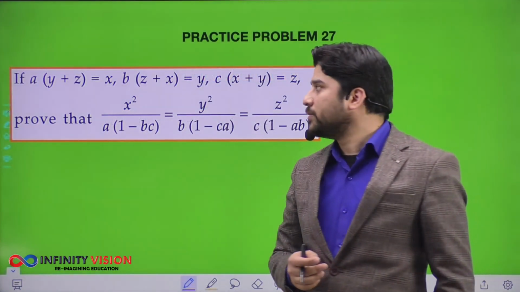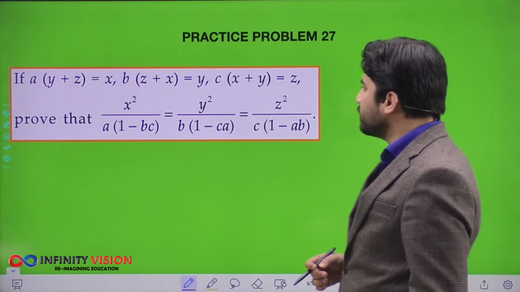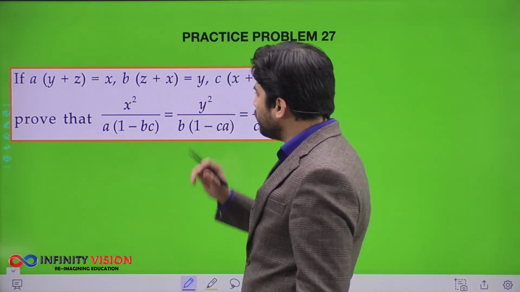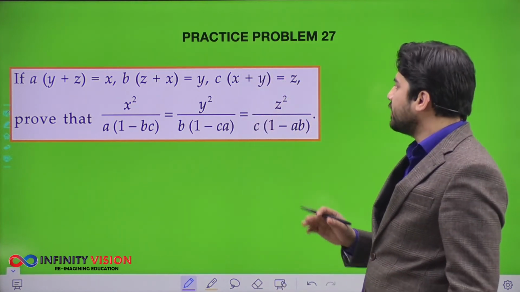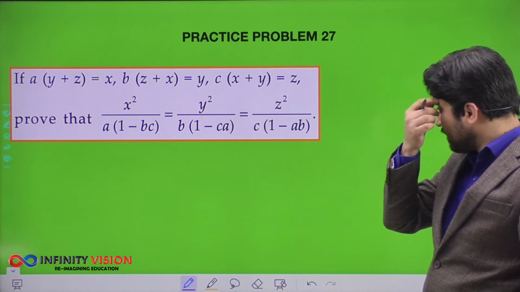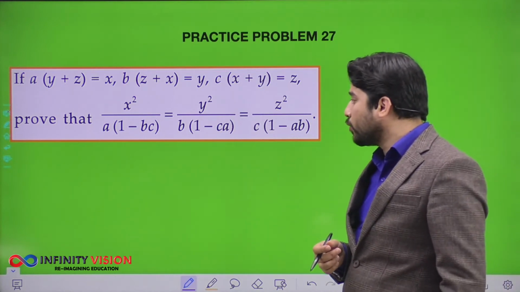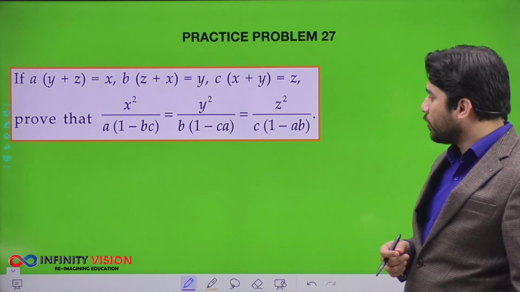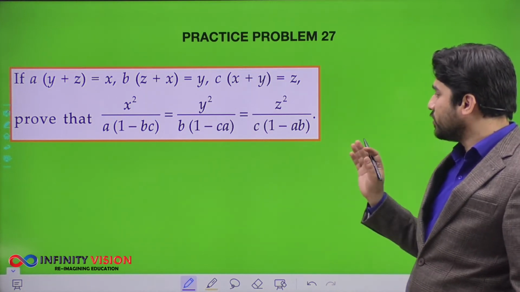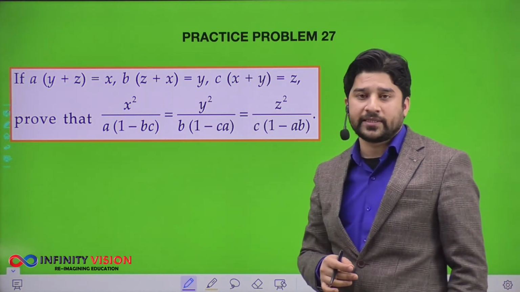Let's look at this problem, that is practice problem 27. The question reads, if a into y plus z equals x and b into z plus x equals y and c into x plus y equals z, then you have to prove that x square upon a into 1 minus bc equals y square upon b into 1 minus ca equals z square upon c into 1 minus ab.